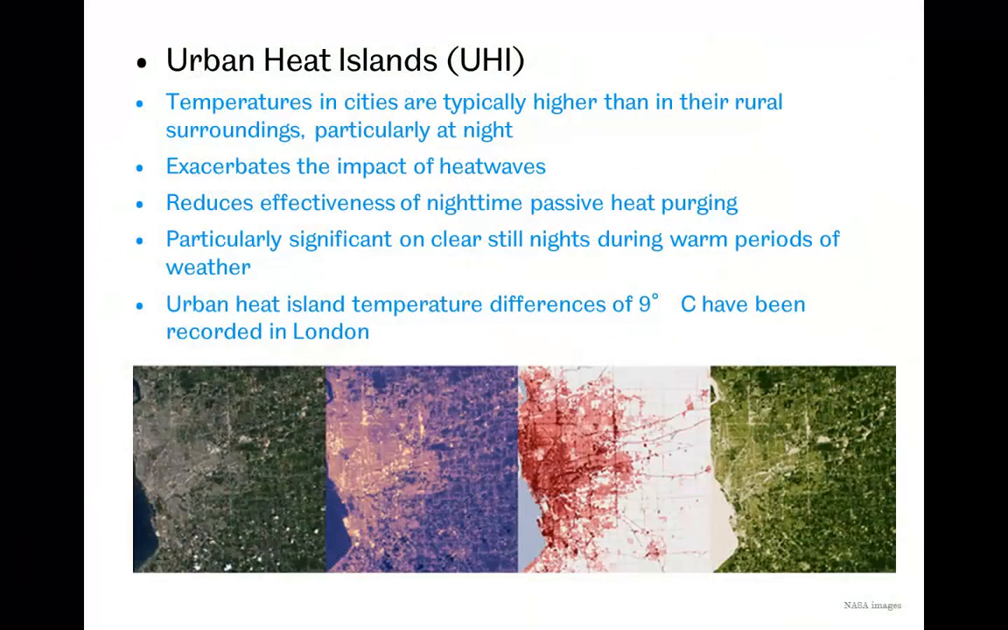Okay, urban heat islands, or UHI. Temperatures in cities are typically higher than in their rural surroundings, particularly at night. And this can be anything in the region of 4 to 10 degrees centigrade. Okay? This is exacerbating the impact of heat waves. So when we have a particularly hot period in a region, so let's say, for example, we have a hot summer in Sheffield, it's particularly worse in cities because of the urban heat island effect. It also reduces the effectiveness of nighttime passive heat purging. So in a temperate climate, it's very effective to use the cooler nighttime air to cool your building down.